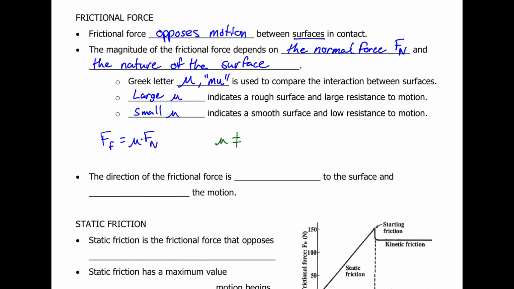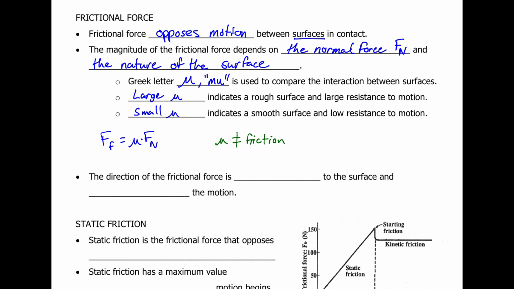I want to add one thing that's super important. Mu is not friction. It's the coefficient. It's how much the surfaces interact. It's not how much friction there is. So don't confuse the two, because they're often little decimal numbers and they don't work so well.